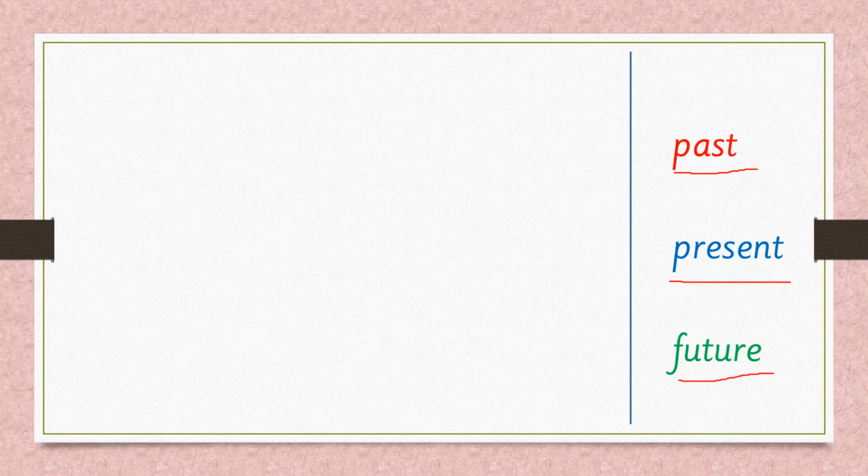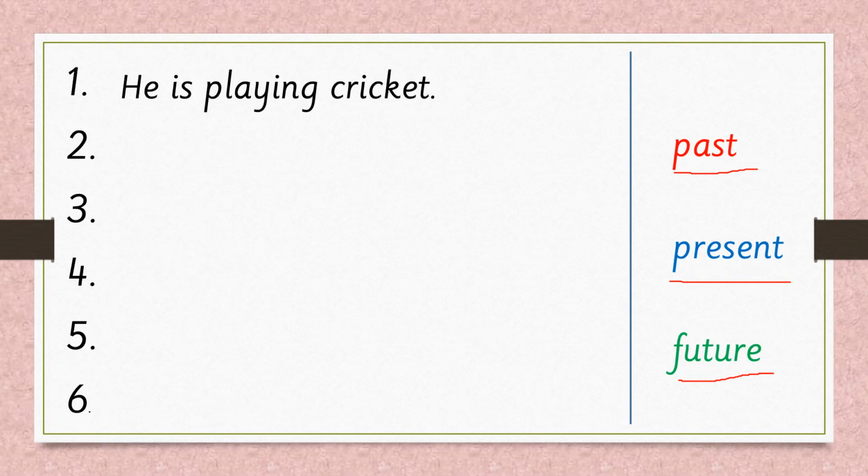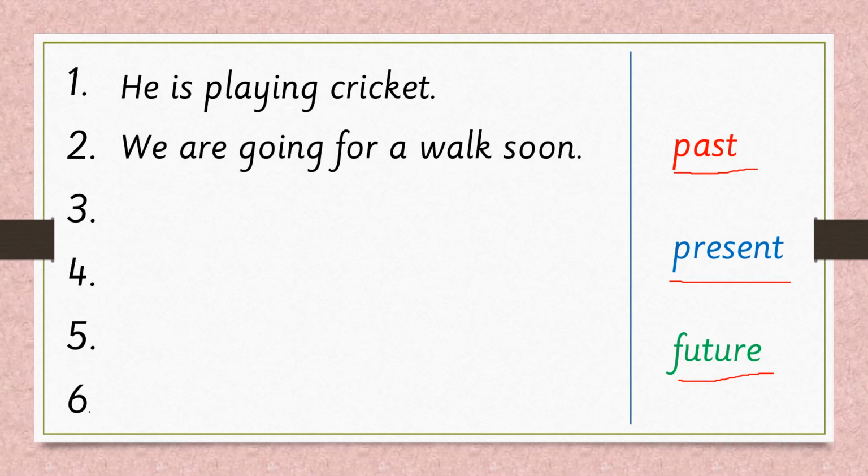So let's begin. There's your number 1 to 6. So here's sentence 1. He is playing cricket. So you don't need to write this sentence. You must just write past, present, or future. Choose the one that matches. Which one is it? Is it past? Is it present? Or is it future? Next one.